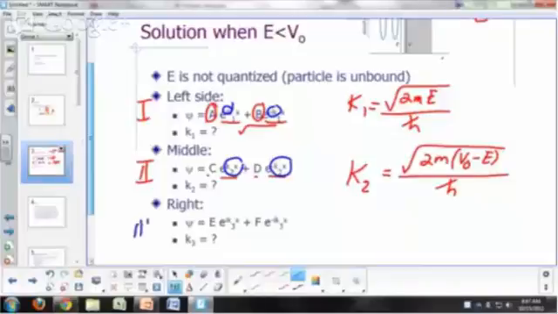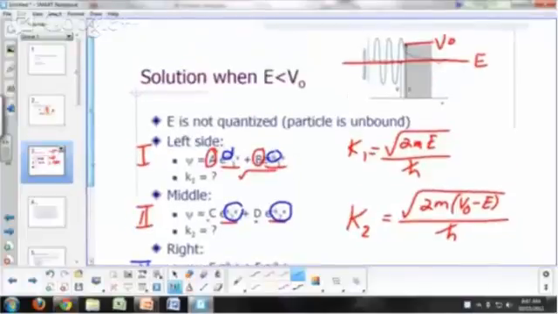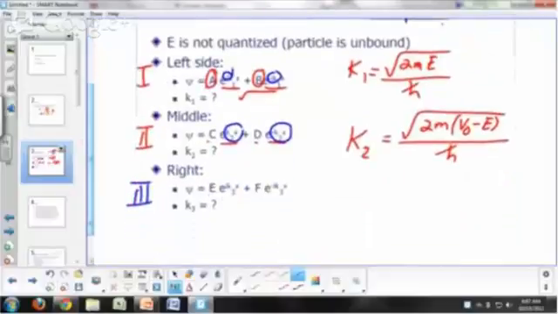And then on the right side of the box, or to the right of the barrier, this is what we call your potential barrier right here. To the right side of the barrier, region 3, you have a constant E times e to the i k3x plus another constant F times e to the negative i k3x, where k3 in this case will just be the same thing as k1.